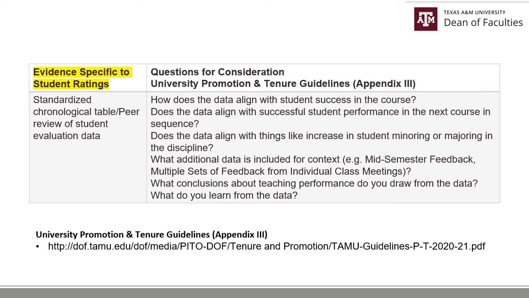What additional data is included for context, like mid-semester feedback, multiple sets of feedback from individual class meetings? What conclusions about teaching performance do you draw from the data? What do you learn from the data?